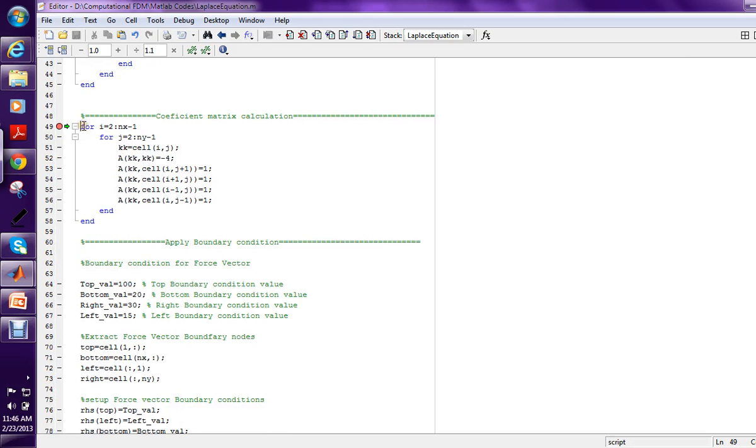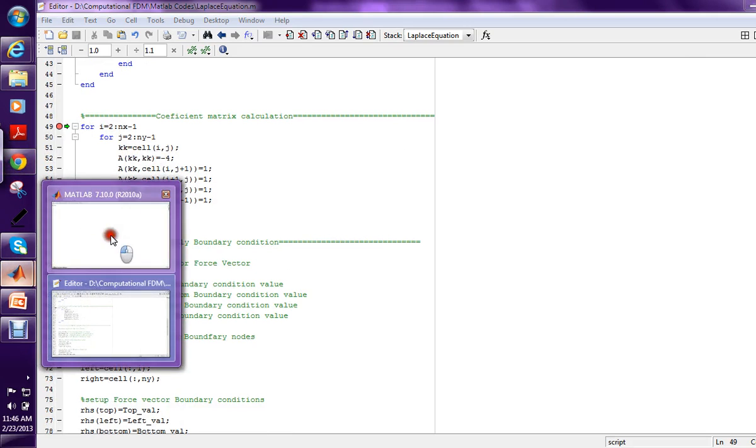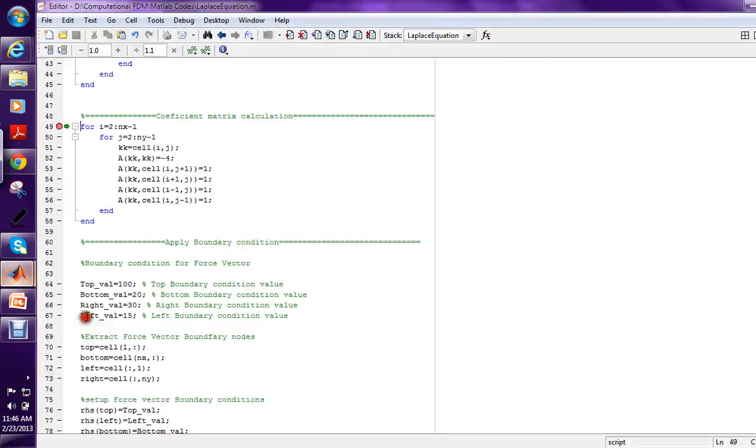So you know our coefficient matrix. In this case we have to go from 2 to nx minus 1. I have already said in the previous lecture, in this lecture as well. So j equal to 2, because we didn't start from 1, because all 1 represents the boundary values, and the same in the y-axis all the 1 represents boundary values, and nx minus 1, why we didn't use nx, because nx represents boundary values and ny represents the boundary values. So kk equal to cell ij.